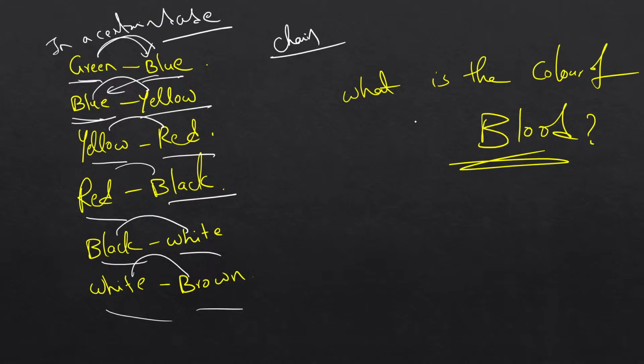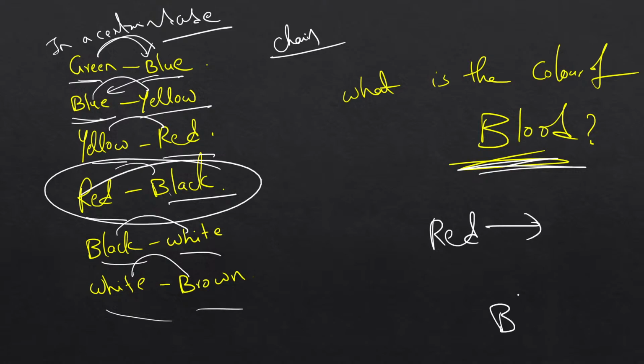The question here is, what is the color of human blood? The actual answer should be red, but we have to answer it according to our problem. So what is red in our problem? Black. So the answer is going to be black.